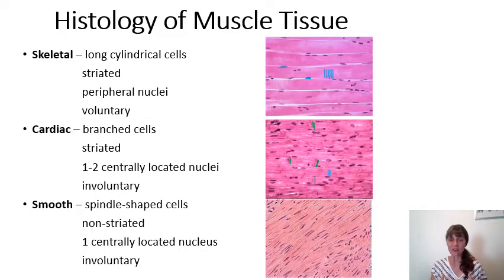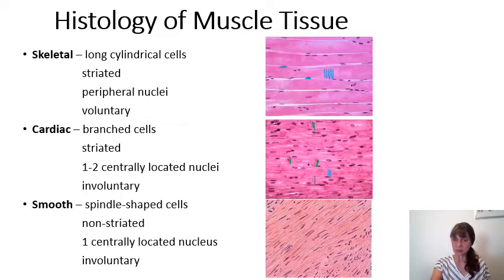Intercalated discs also have desmosomes. Desmosomes are those spot welds that hold those cells tightly. That means when the heart does contract, the muscle tissue won't tear apart from itself as it's beating in sync.